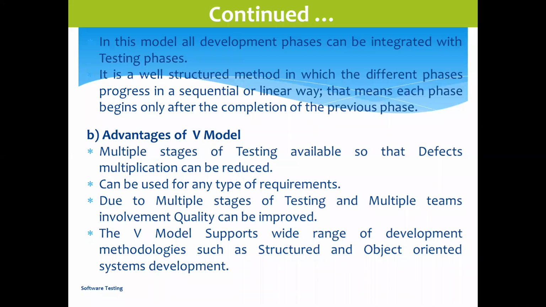The V model supports a wide range of development methodologies such as structured and object-oriented system development. So here again, project complexity increased. Some object-oriented concepts started being used, like Java, .NET, and C++, all those things came. Previously, it was a very simple approach, the waterfall model. So object-oriented concepts did not come. In this, it is going on parallelly. So project complexity increased using some object-oriented concepts.